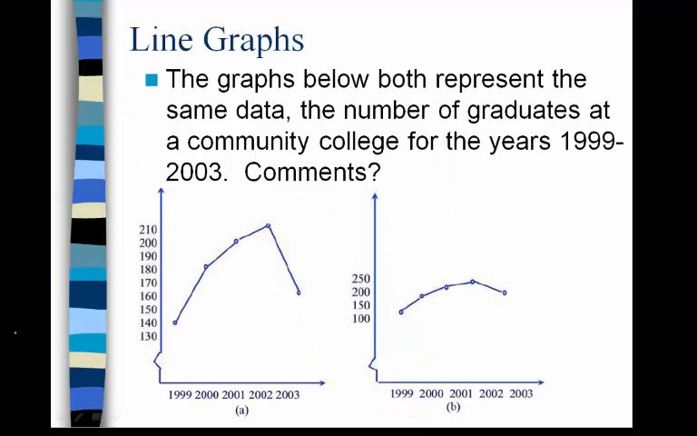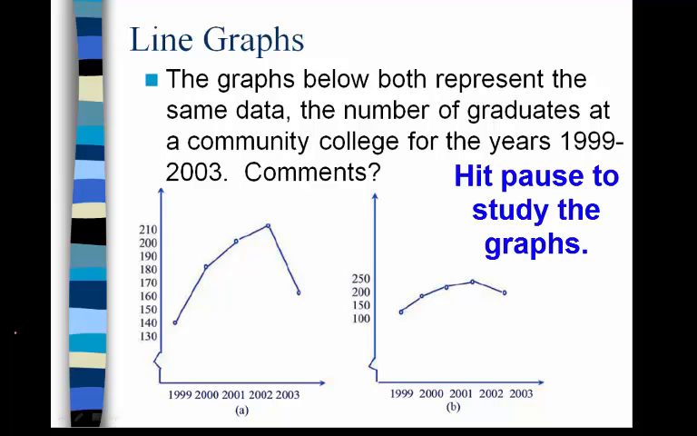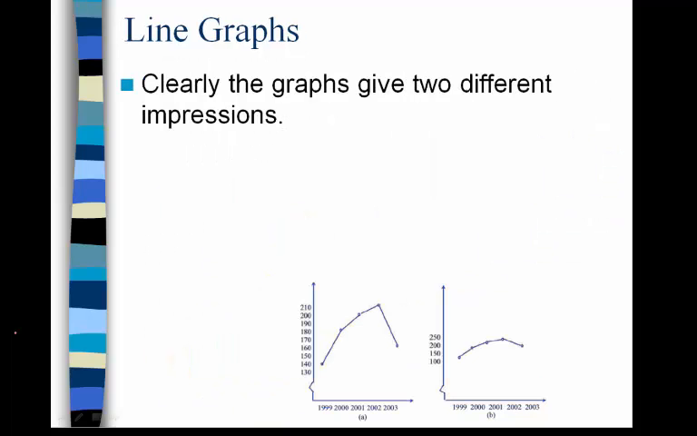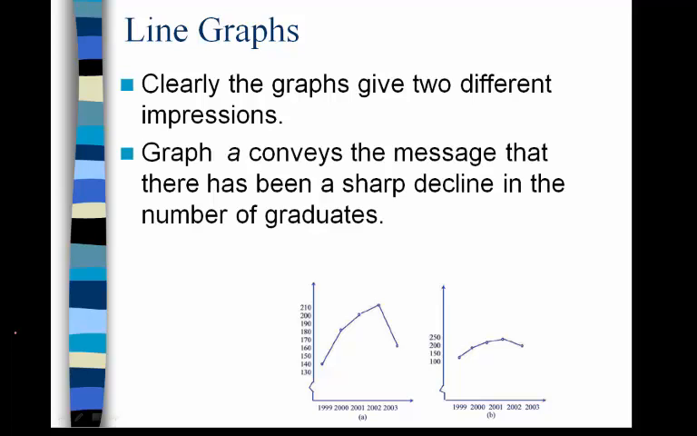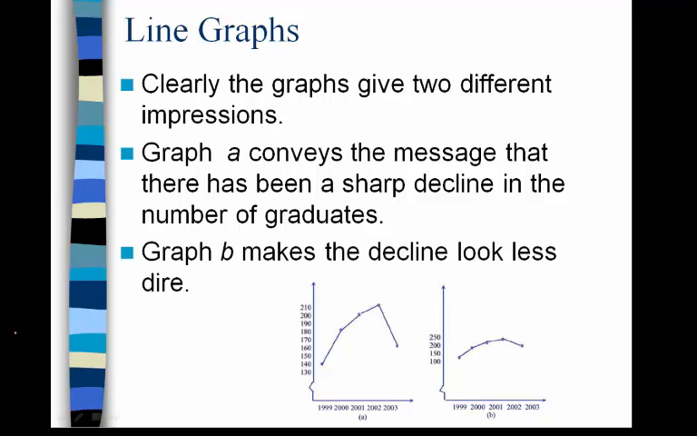Here are line graphs. The graphs below both represent the same data, the number of graduates at a community college for years 1999 through 2003. What are your comments on those two graphs? Clearly, the graphs give two different impressions. Graph A conveys the message that there has been a sharp decline in the number of graduates. Graph B makes the decline look less dire.